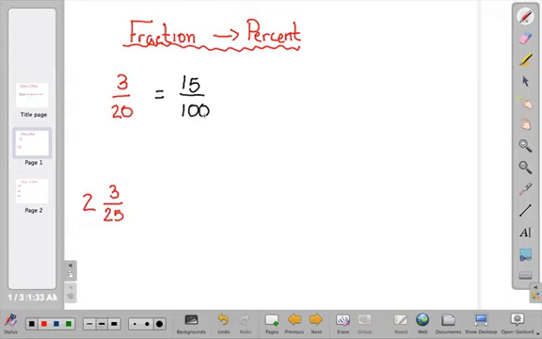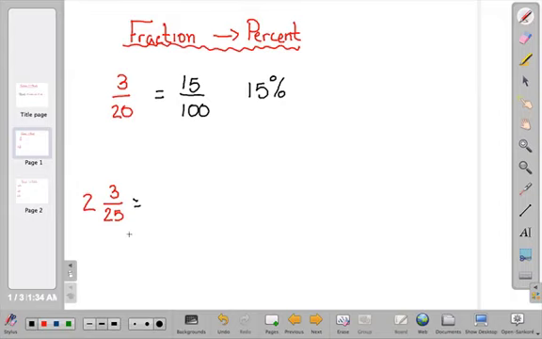So now I have this out of 100. And remember I mentioned that a percent is something out of 100? Well, here's our something out of the 100. So that means that the numerator becomes our percent. So we just have 15%. So that means 3/20 is equal to 15%.